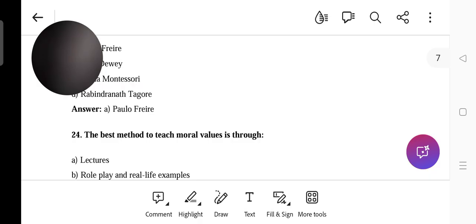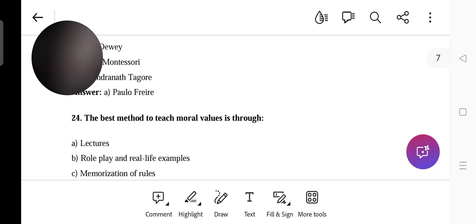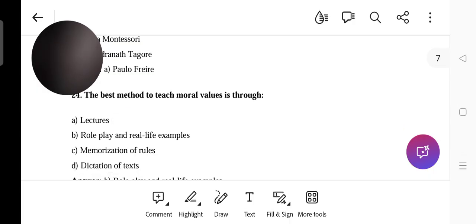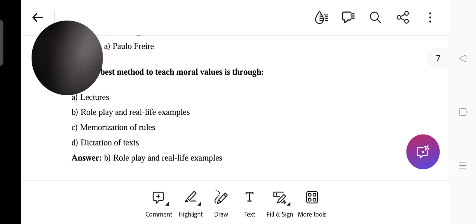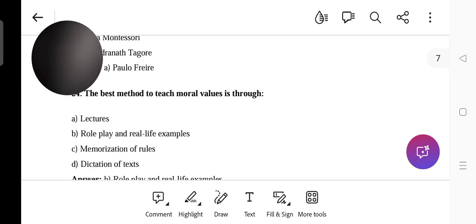The best method to teach moral values is through option A, lectures. Option B, role play and real life examples. Option C, memorization of rules. Option D, dictations of texts. And so these are the four options.